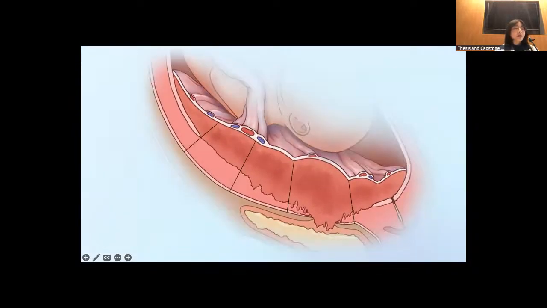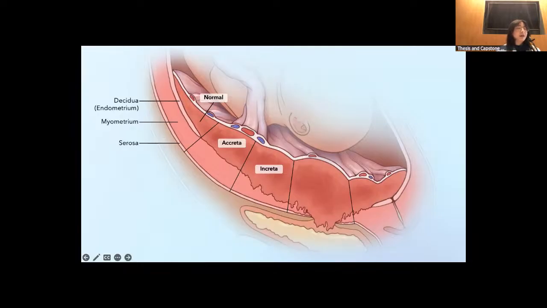PAS is categorized by depth of invasion. A normal placenta will be separated from the myometrium of the uterus, or the muscular layer, by the decidua. In placenta accreta and increta, the decidua has been disrupted, and the placenta adheres to or slightly invades the myometrium. The most severe form of this disease is placenta percreta, where the placenta has disrupted the uterine serosa and can even invade surrounding organs, such as the bladder.